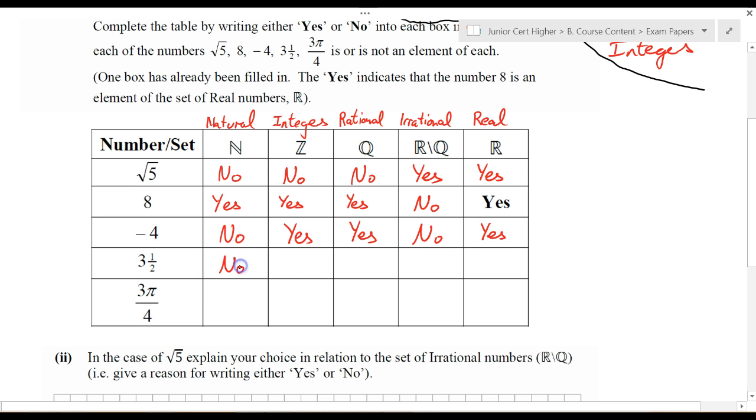3.5 is not a natural number. It is not an integer. It is a rational number. It is not an irrational number, and of course again it is a real number.